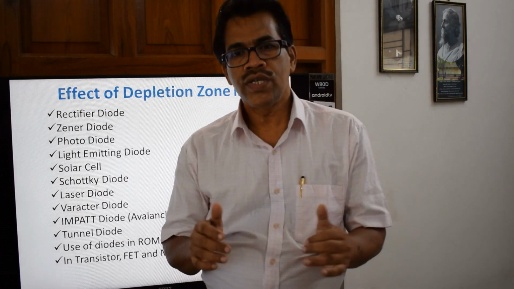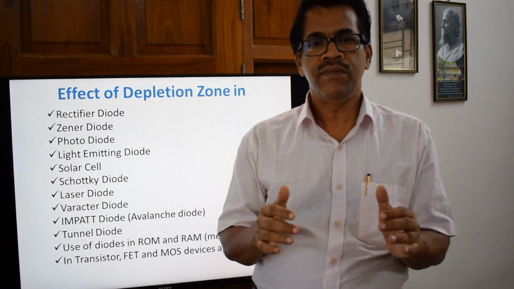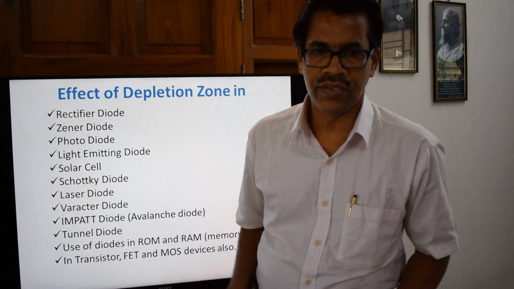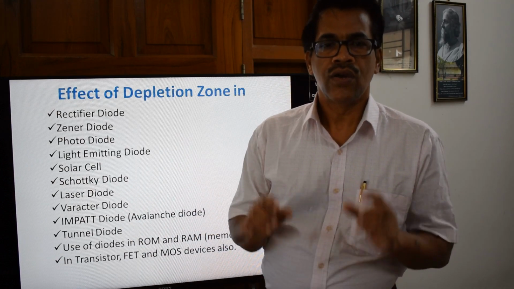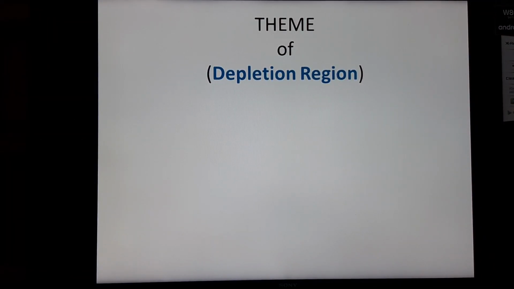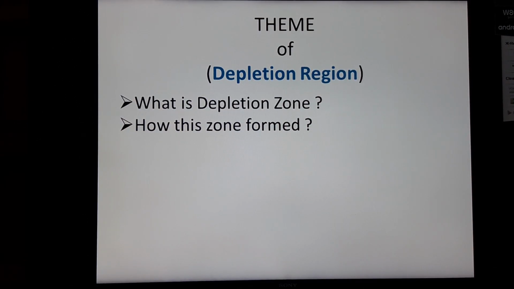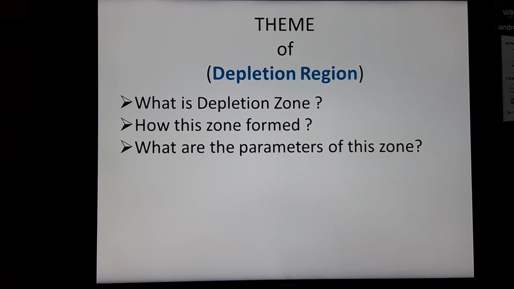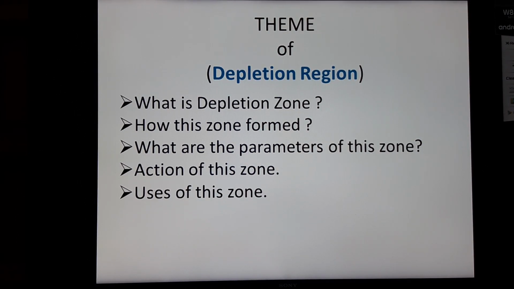Thus, today's electronic industry is the assimilation of these devices, where the physics of the depletion layer plays the mother role to our goal. Now the questions about the depletion region are: what is the depletion zone? How is this zone formed? What are the parameters of this zone? The action of this zone, the uses of this zone, and finally our conclusion about the role of the depletion zone.